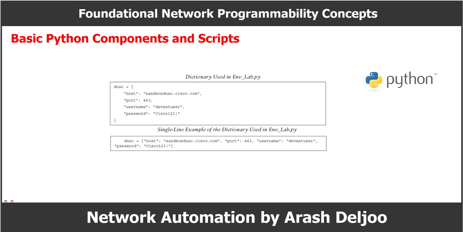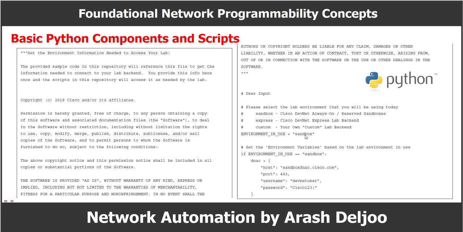Dictionaries can be written in multiple different ways. As you can see here, we have the dictionary used in the Python script, and here we have a single line example of a dictionary used in the Python script. And here it shows a multiple line dictionary, okay, in the top figure that is easily readable, but the example in the bottom figure shows the same dictionary written on a single line.